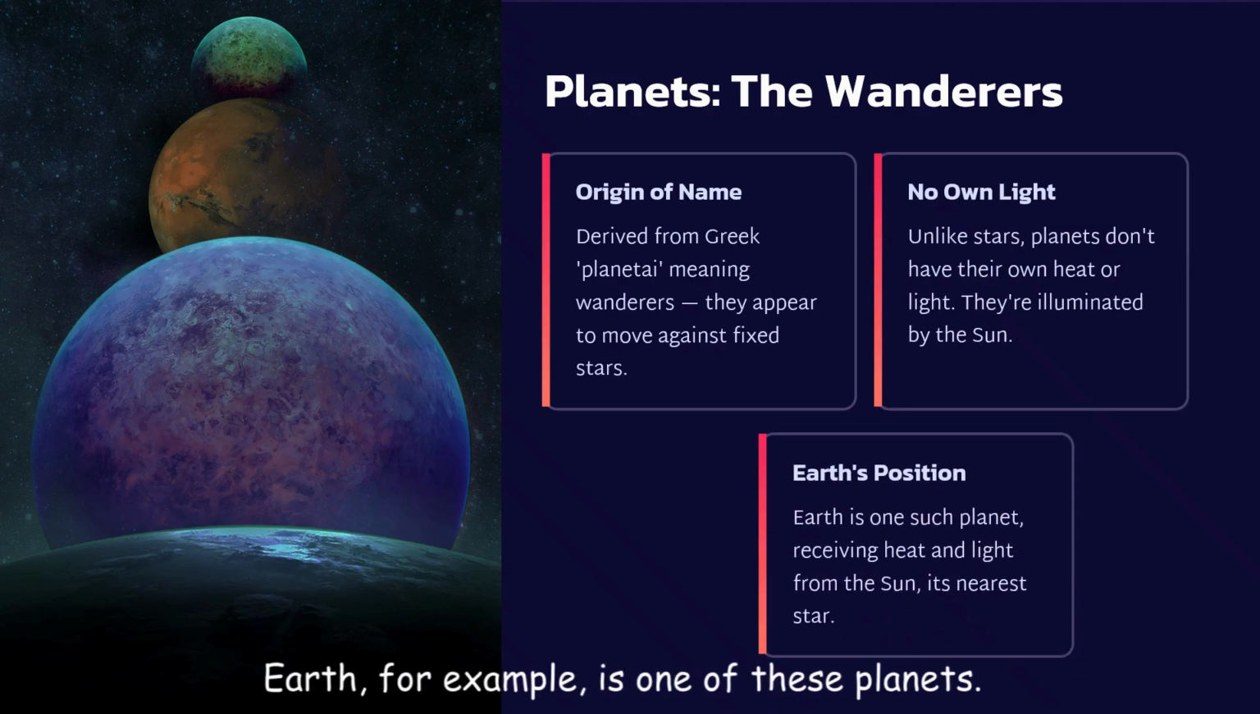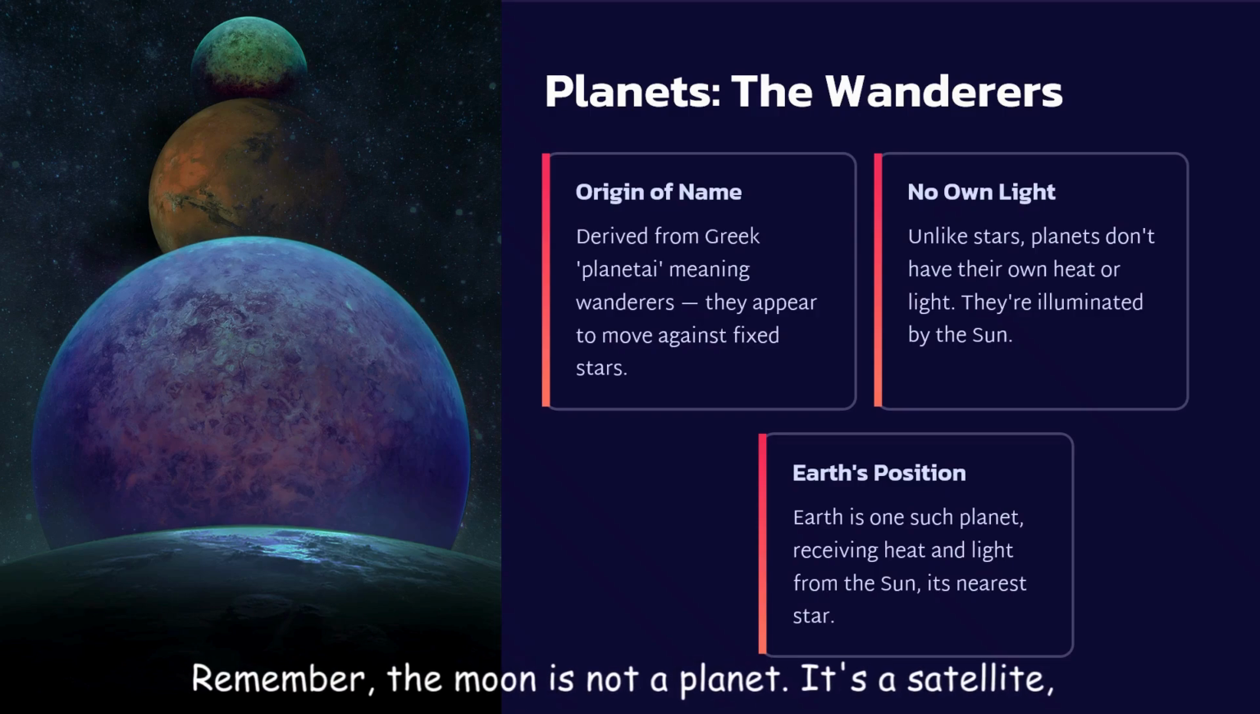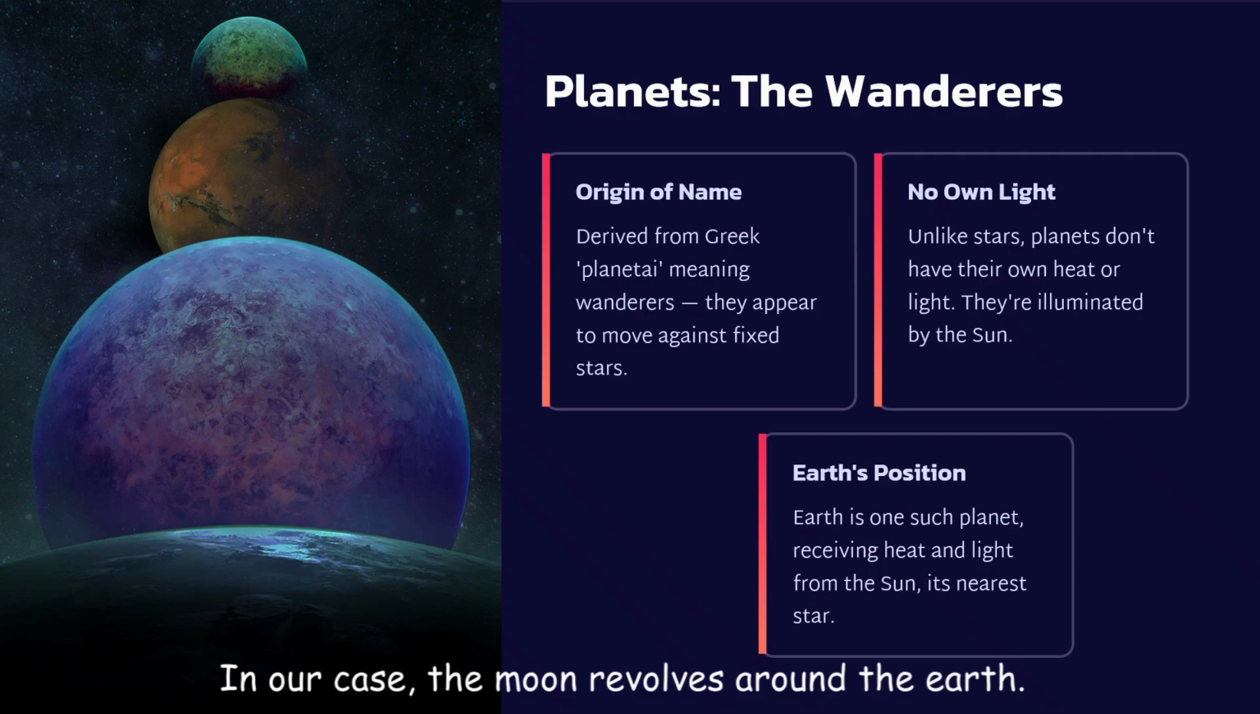Earth, for example, is one of these planets. It receives both heat and light from the sun, which is our nearest star. Remember, the moon is not a planet, it's a satellite, a celestial body that revolves around a planet. In our case, the moon revolves around the Earth.